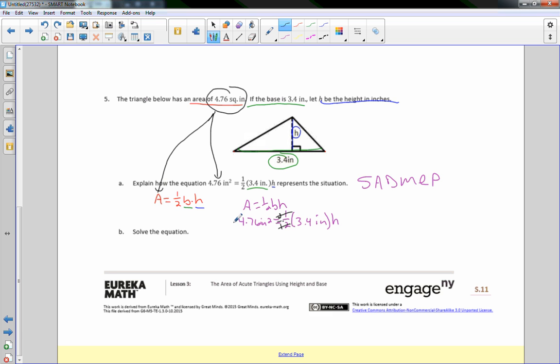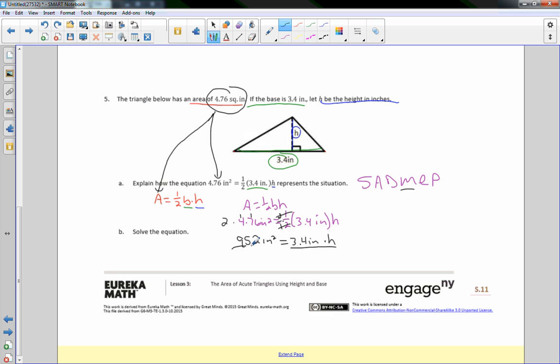If I multiply the right by 2, I have to multiply the left by 2. Multiplying 4.76 by 2: 6 times 2 is 12. Carry the 1. 2 times 7 is 14, plus 1 is 15. Carry the 1. 2 times 4 is 8, plus 1 is 9. 2 decimal places. So 4.76 times 2 is 9.52 inches squared. The equal sign is still there. The half is now gone, and I have 3.4 inches times the height.